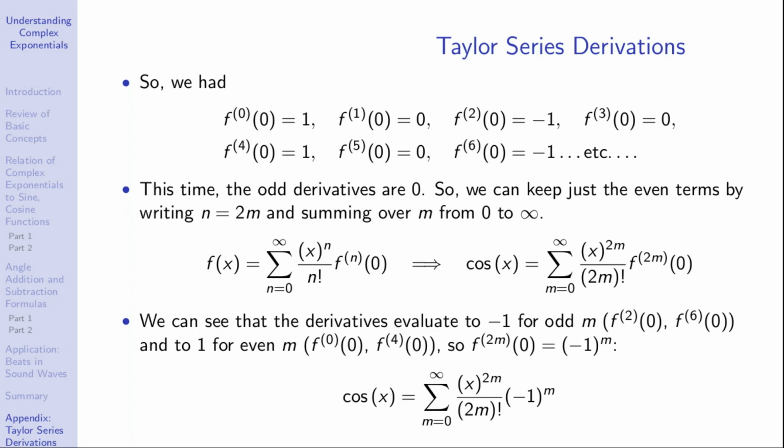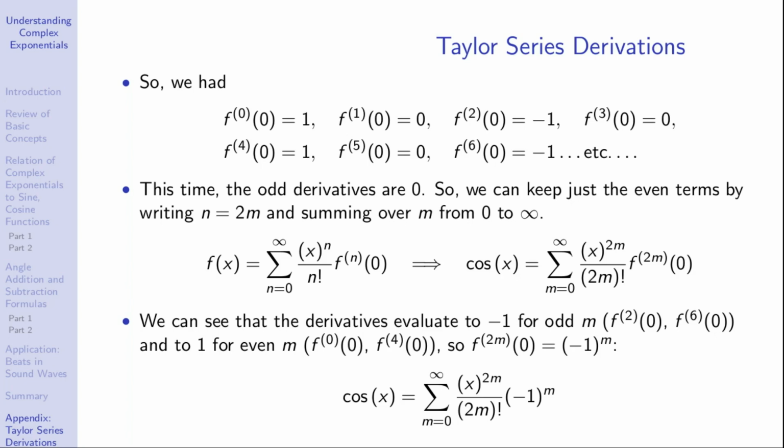We can see that the derivatives evaluate to minus 1 for odd m. So for m equals 1, that's n equals 2, so we're looking at the second derivative. And for m equals 3, we're looking at n equals 6, so that would be the sixth derivative. So in those cases we get minus 1. And the derivatives evaluate to 1 for even m. So for m equals 0, that's n equals 0, we're talking about the 0th derivative. And for m equals 2, we're talking about n equals 4, so that's the fourth derivative. So both of those are 1.